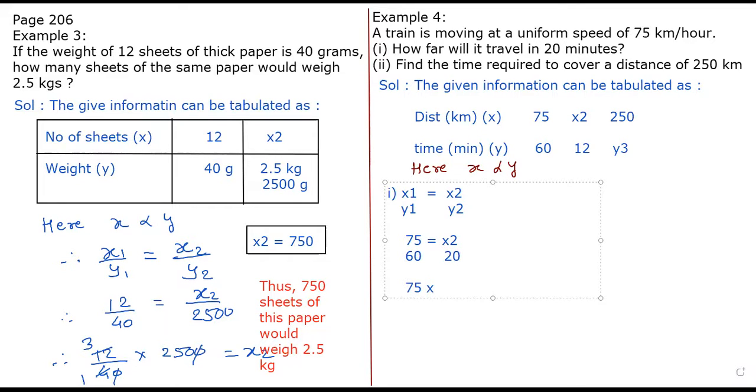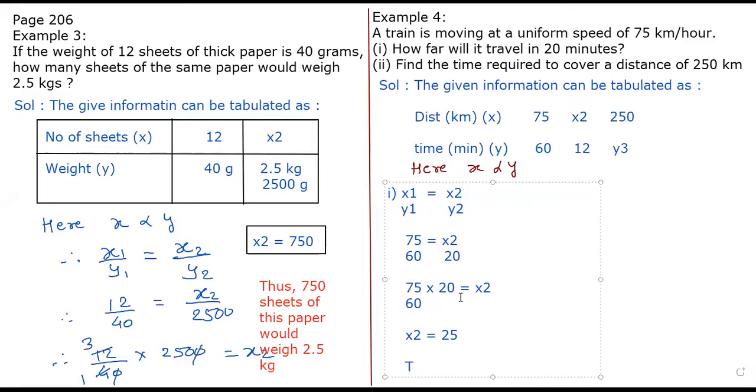So by mistake, 75 upon 60 into 20. 60 to 20, correct. Yes or no? Sir, X2 is equal to 25. Correct. X2 is equal to 25. So what is X2? Distance. So what should I write as the answer statement?